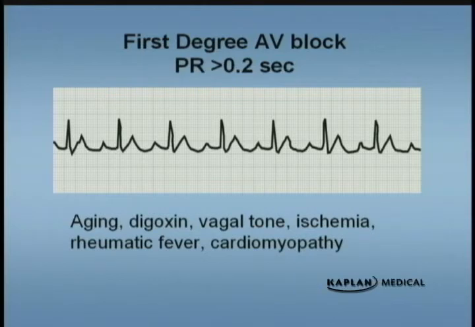All right? So I don't even look for it most of the time because it's not all that helpful. It could be a normal finding. You see it in people that are a little older. You see it commonly when people take digoxin. Anyone whose vagus nerve is stimulated, that's going to be a little more prominent. But you can also see it with ischemia, cardiomyopathy, and of course we all know a lengthened PR interval is a criterion for rheumatic fever. Okay. No treatment.